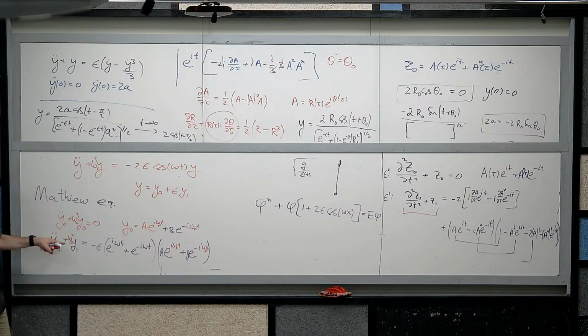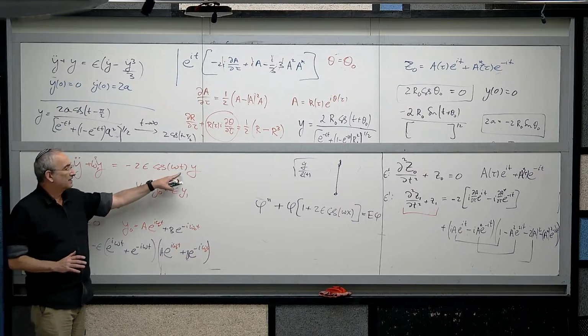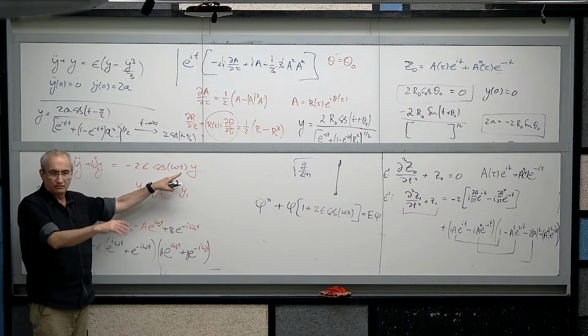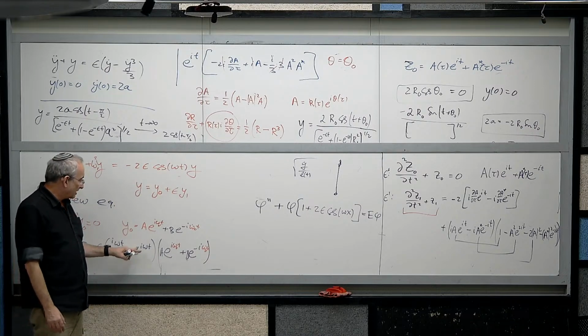What is the condition for resonance? Omega is 0? No. Omega naught is given. Omega is 0 means that you implement a fixed force. So I'm speaking about non-zero omega.